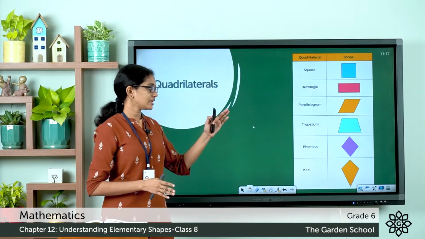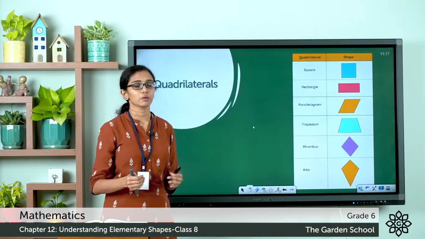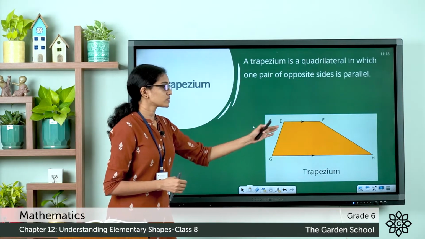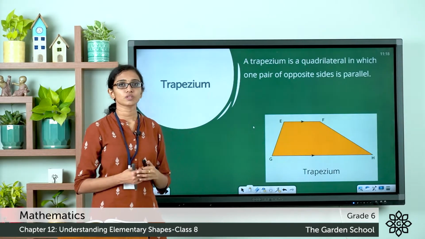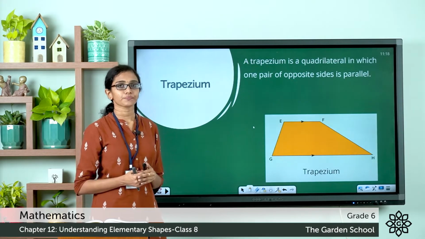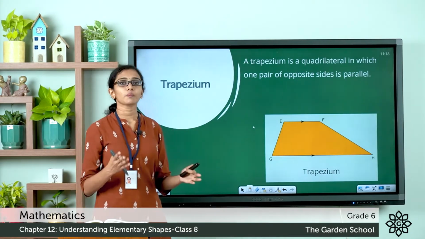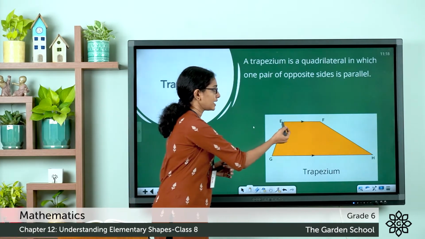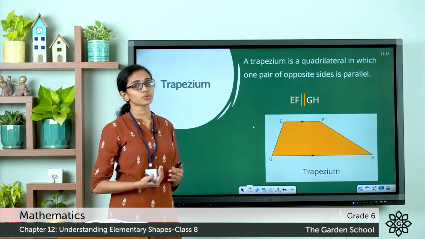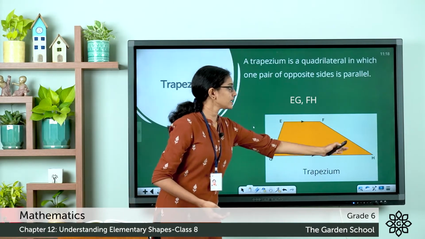Now let's see each of these quadrilaterals in detail. Let's start with the less familiar ones. So starting with trapezium. So what you see here is the picture of a trapezium. So it's a quadrilateral which has two sides which are parallel and opposite. So a trapezium is a quadrilateral in which one pair of opposite sides is parallel. You can see the side EF and the side GH are opposite sides and they are parallel to each other. Now you can see two non-parallel sides which are side EG and side FH.